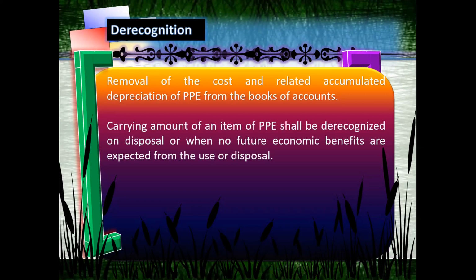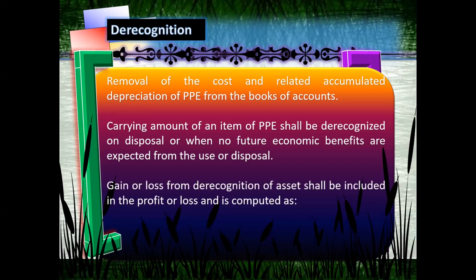So the carrying amount of an item of PPE shall be recognized on disposal or when no future economic benefits are expected from the use or disposal. So yun, no, dapat tanggalin na natin siya kapag wala nang future economic benefit na ma-expect from that particular PPE. So gain or loss from the recognition of assets shall be included in the profit or loss and is computed as your net disposal proceeds minus your carrying amount. Yun.